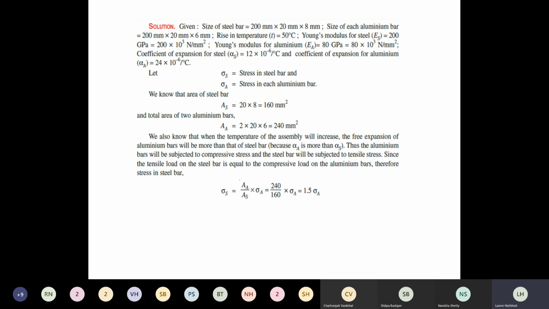Even in the previous problem you should follow the same procedure. Sigma s is equal to something of sigma a; this condition you should get. Now you got the condition that sigma s, the stress in steel, is equal to 1.5 times the stress in aluminium. Make a note of this. Call this equation 1.